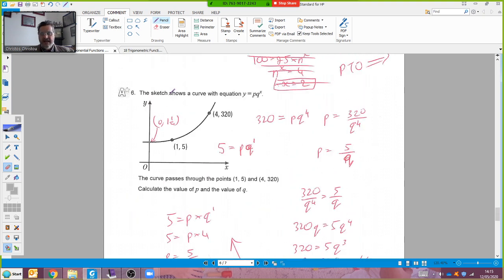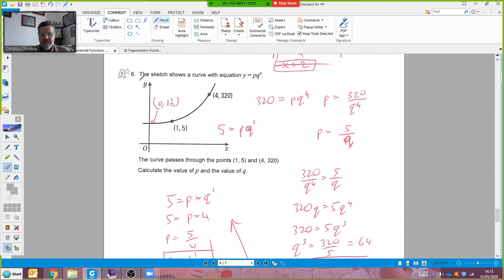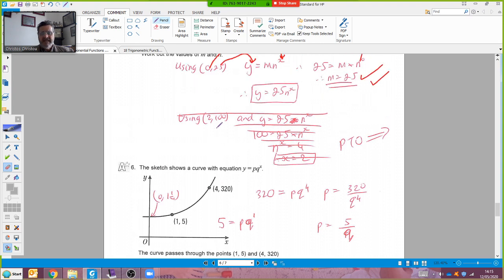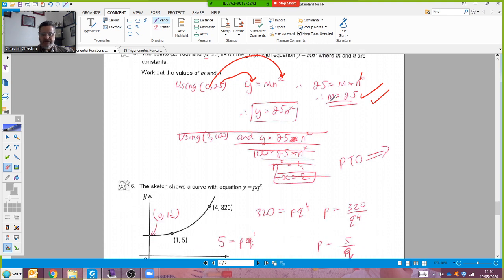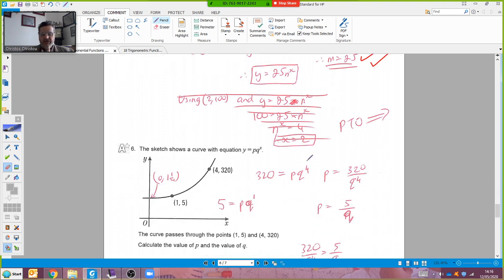This is tricky. A star, in other words, grade 8, maybe a bit more. There's a number of ways of doing this. I know I've got to use this. I know I've got to use that. In exactly the same way, I had to use 2 coordinates to find the 2 unknowns in question 5. In the same way, I've got to use the 2 coordinates to find the 2 unknowns in question 6.